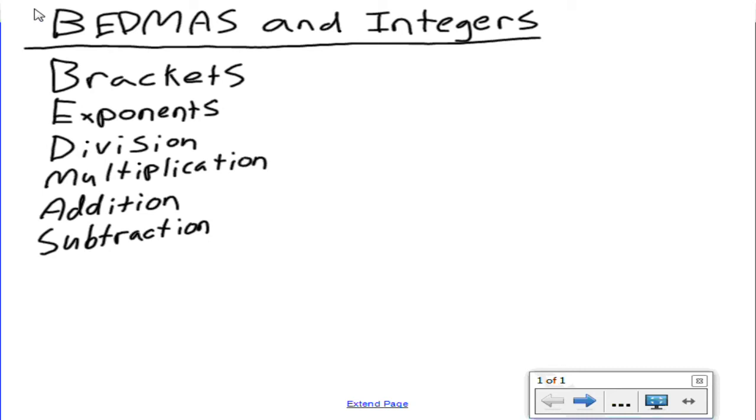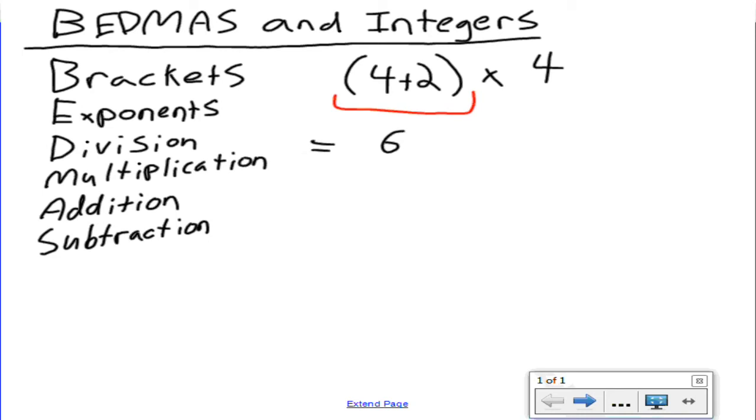If we're using brackets, 4 plus 2 inside of a bracket times 4. You start with the bracket, which means you're beginning by adding 4 plus 2. 4 plus 2 is 6. And now you can put what's left times 4. My answer is 24. Okay?